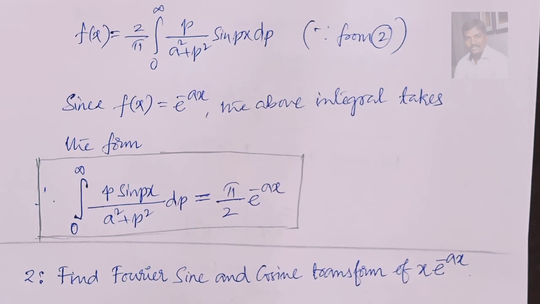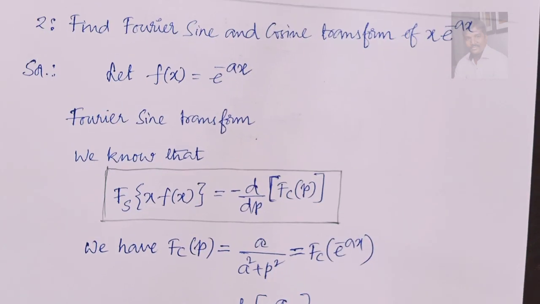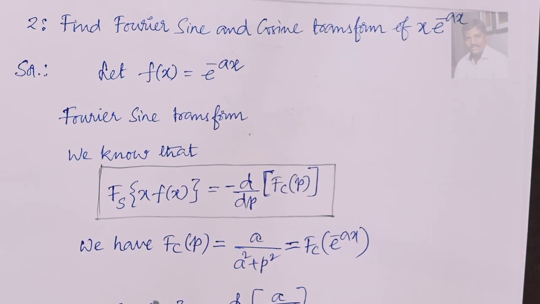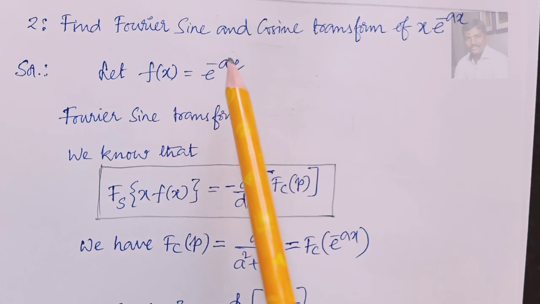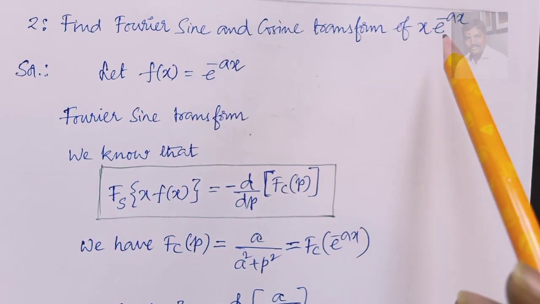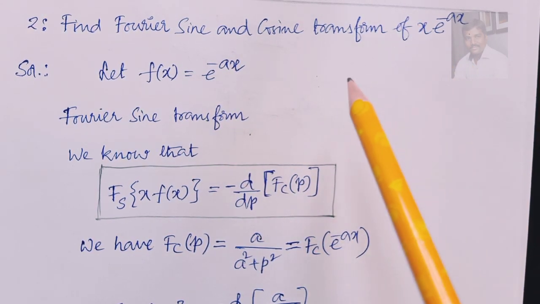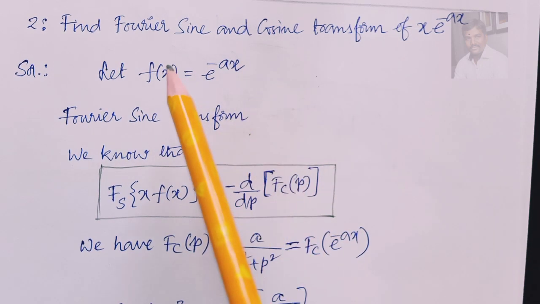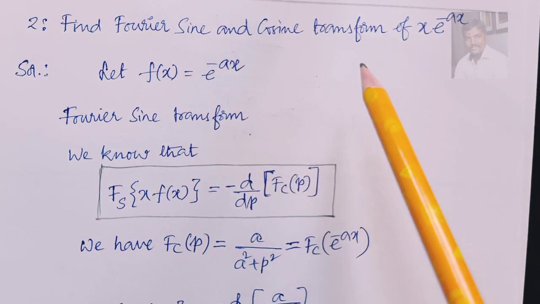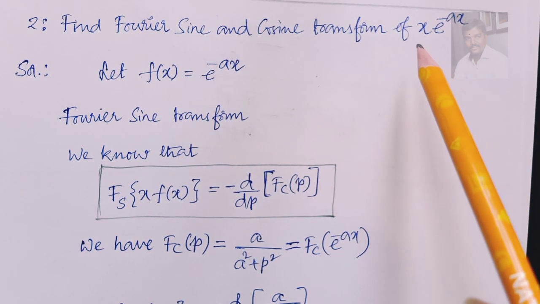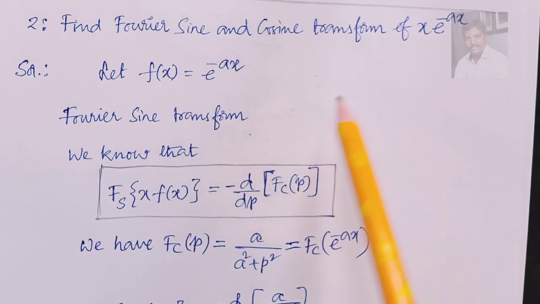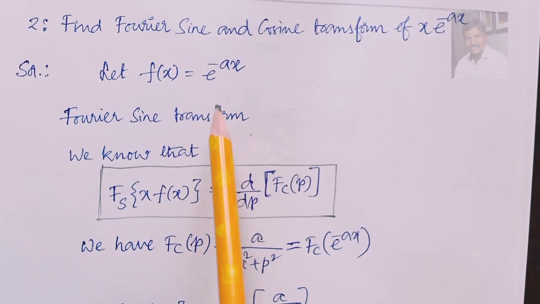Now let us take a look at another problem. Here, find the Fourier sine and cosine transform of x into e power minus ax. In the previous problem we discussed the Fourier sine and cosine transform of e power minus ax. Now x into e power minus ax. Let f of x is equal to e power minus ax.